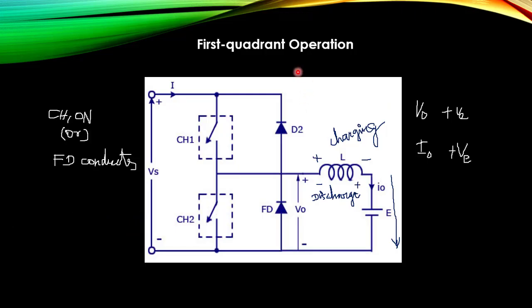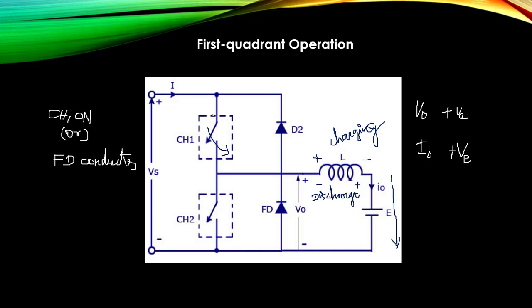So we can see how the operation takes place. I told you already, the first quadrant means the voltage is positive, current is also positive. In the second quadrant, voltage is positive, current is negative. How it happens, we can see here. In the first quadrant, what are the devices in working condition? Either CH1 or the freewheeling diode.